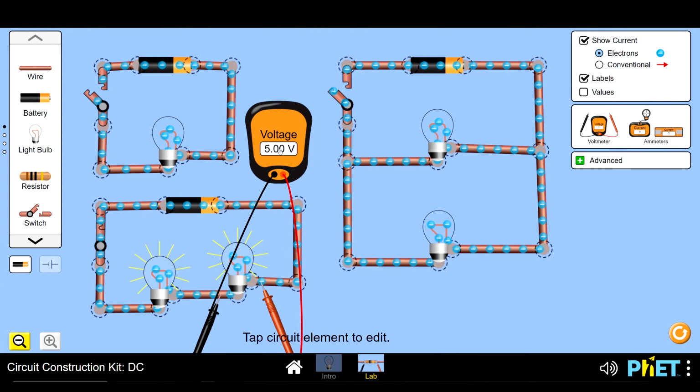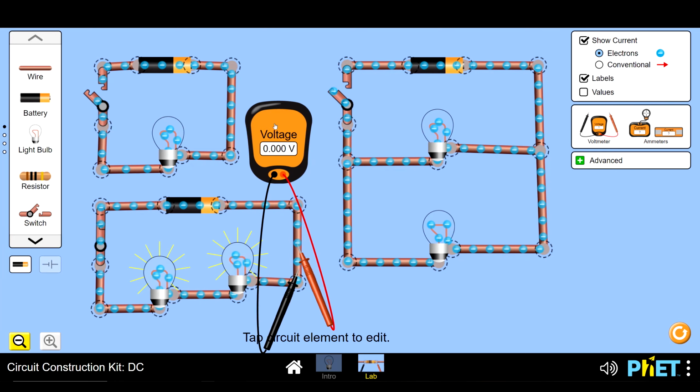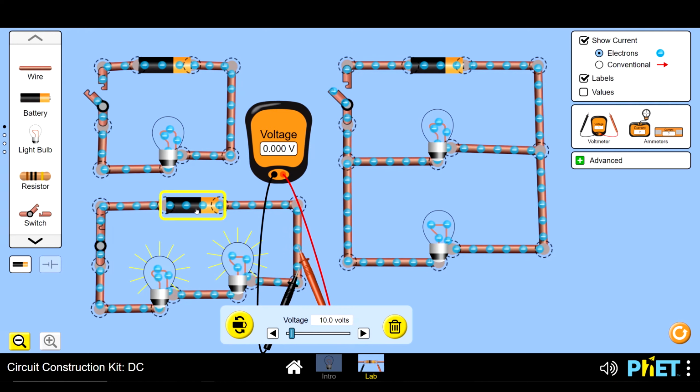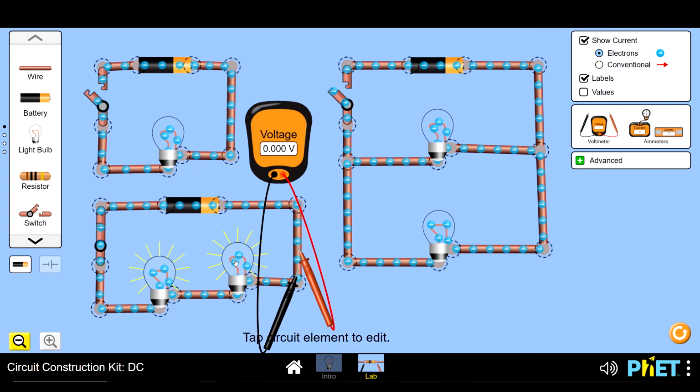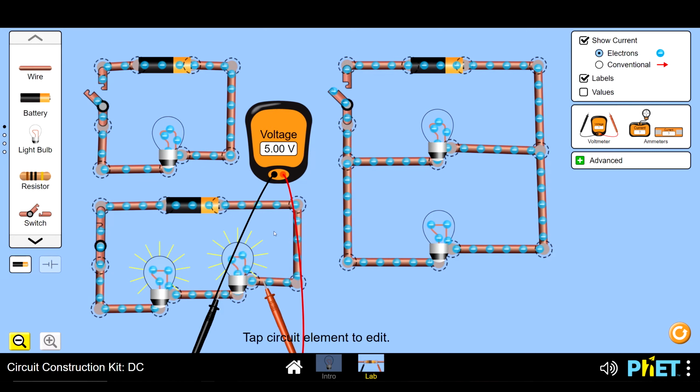Once again, only 5 volts are being mentioned. Let's see how many volts are being used after this bulb, and it's 0. So what's going on here? Well, this 10 volt battery is giving these two bulbs its 10 volts, but as we can see, only 5 volts is being used up at each bulb.